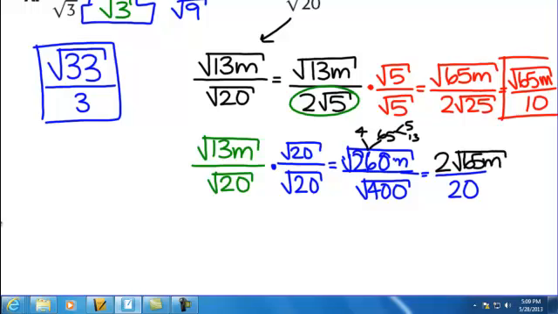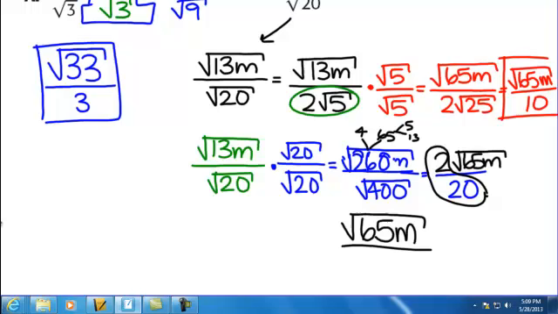And now we have this 2 divided by 20 that we need to simplify. And 2/20ths is the same thing as 1 over 10. So we still end up with the square root of 65m all divided by 10. It really doesn't matter which way you do it. I personally like the first way better, to simplify it first so that your numbers are a little smaller. But if you forget to simplify it, or it's not as obvious to simplify it, you can always rationalize the denominator first and then simplify whatever you have left over.